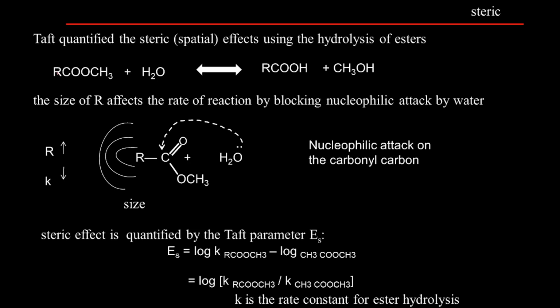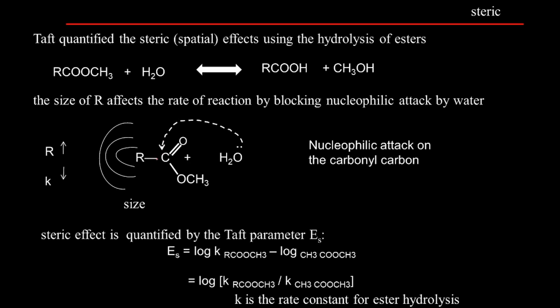If you look at the hydrolysis of esters, this is an ester, RCOOCH3, R could be anything. Hydrolysis means water is acting, so you need a catalyst or an enzyme or something like that. So it forms RCOOH and CH3OH, that is the methanol, okay, methyl alcohol. So the size of the R affects the rate of reaction, because what happens is there is a nucleophilic attack on the carbonyl carbon here.